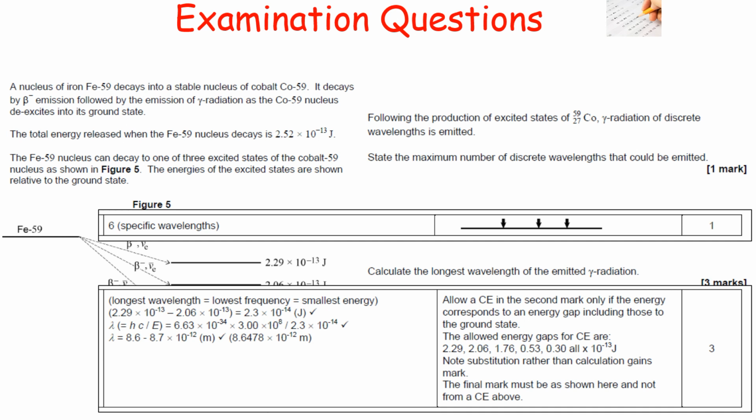That gives you your smallest energy difference, so we can say lambda is equal to hc over E. We know h, it's Planck's constant, you're given that in the equation booklet. You know c, it's the speed of light, 3 times 10 to the 8, you're given that in the equation booklet. You pop in your smallest difference of energy and you get your longest wavelength, which is 8.7 times 10 to the minus 12 meters.